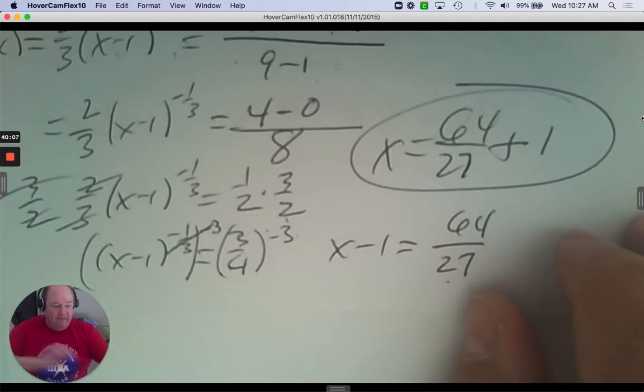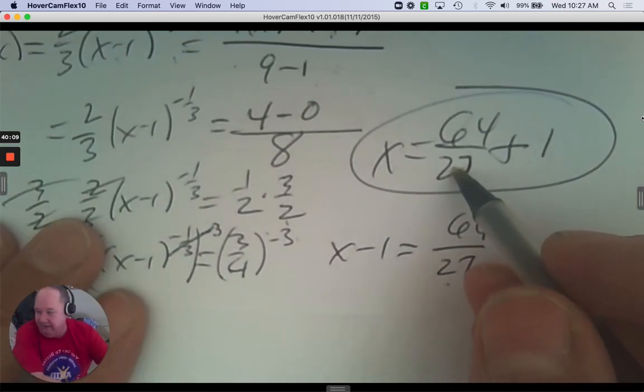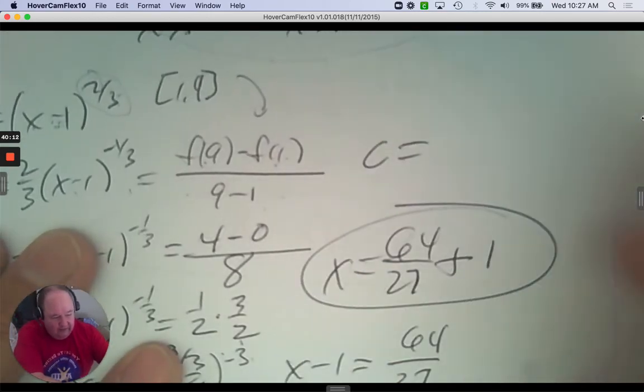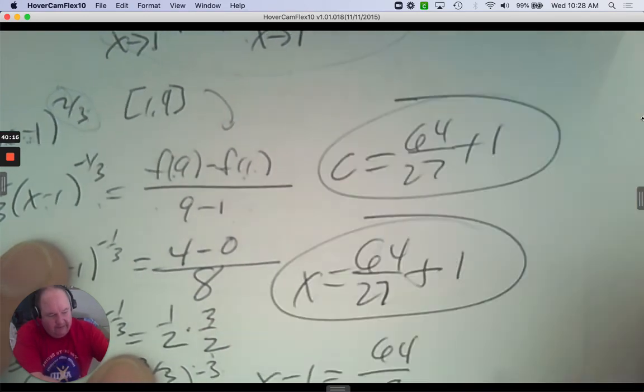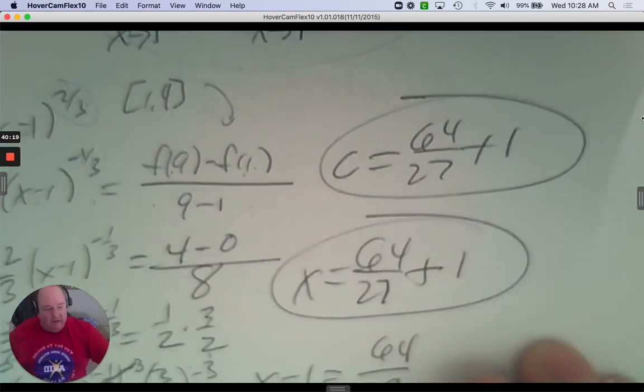So at that value, the instantaneous rate equals the average rate. And in the question it says c. So c is 64 over 27 plus 1. That's the c value where the instantaneous rate equals the average rate.